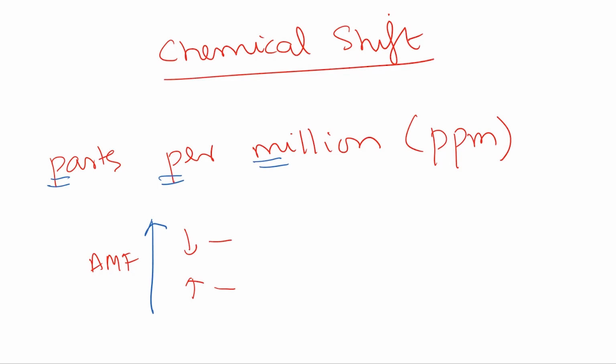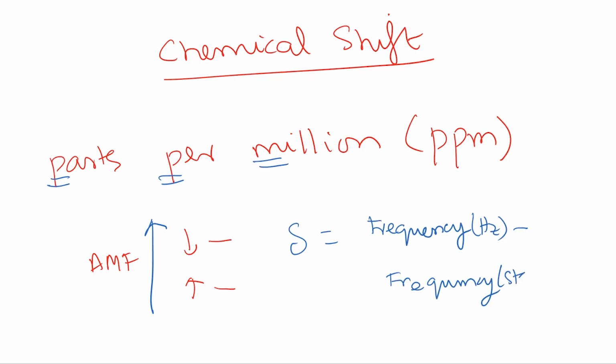So, therefore, the way in which we understand this is we define a term called chemical shift, which is delta, which is nothing but the frequency in hertz at which it resonates minus the frequency of a standard. Okay. I am going to draw this again in the next page.